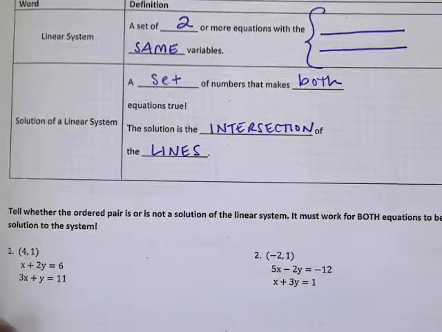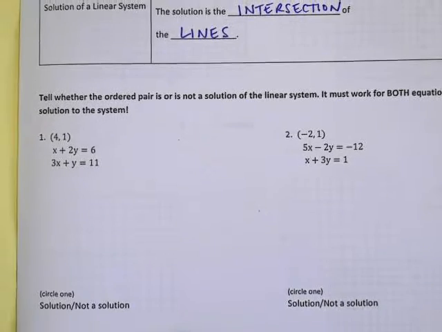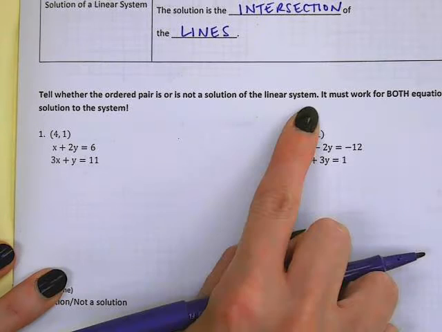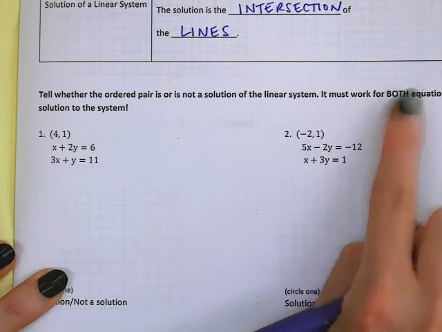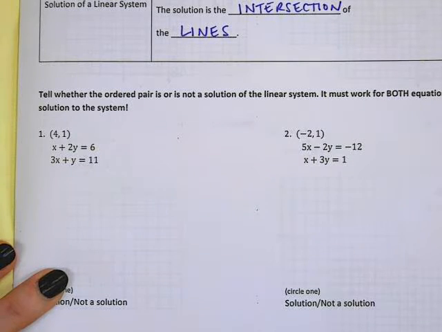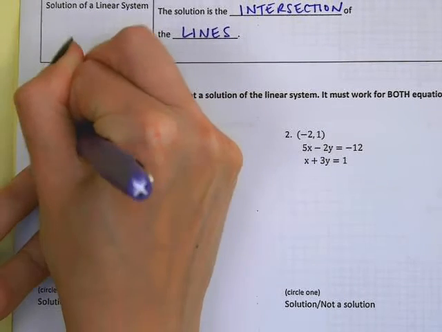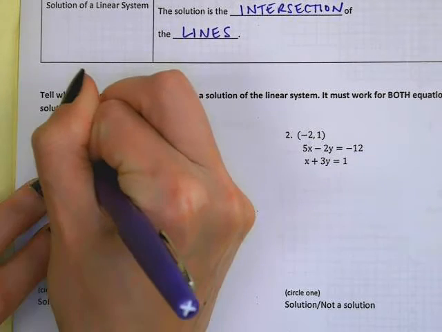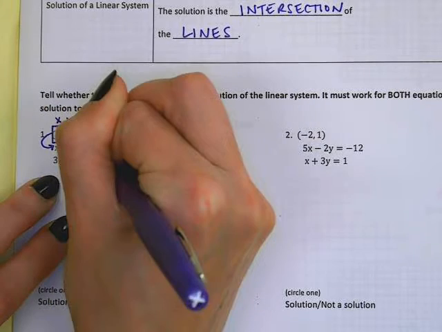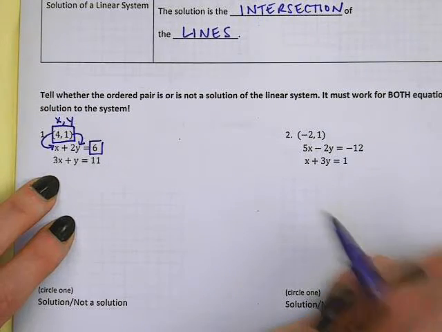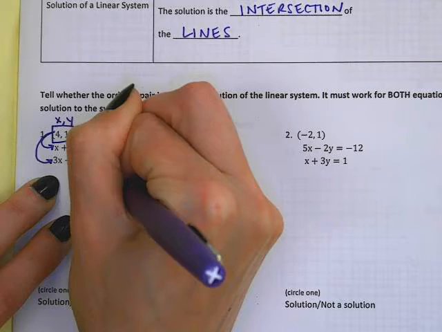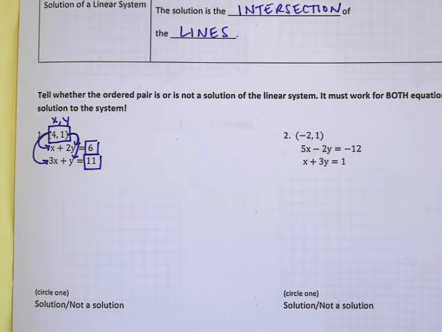All right, so let's see how to tell if something's a solution. Example 1 says tell whether the ordered pair is a solution of the system. It must work for both to be a solution to the system. So if this is the x, y, so 4, 1, you want to plug them in to x and y and see if it actually does equal 6. And then you want to plug it into the second equation as well for x and y and see if it does equal 11. It has to work for both of them in order to be a solution.